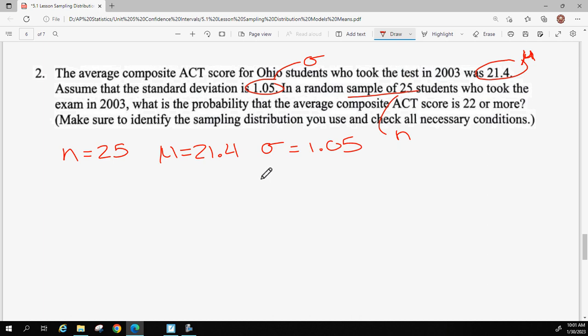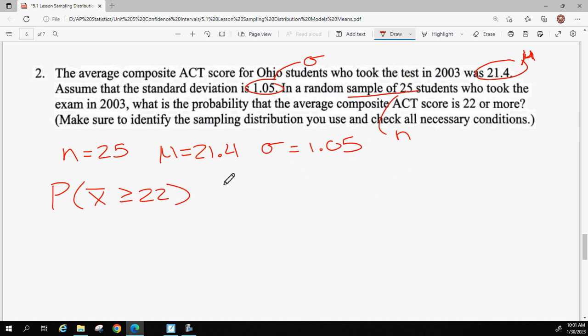So we want to randomly sample 25 of these ACT takers, and we want to know the probability that the average composite score is 22 or more. So we now know the probability that x bar from our sample, 22 or more means greater than or equal to 22.